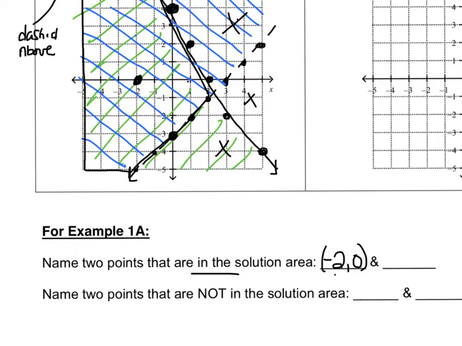Now I'll pick one that's not in the solution area. It doesn't matter if I pick one in the blue, the clear, or the green. As long as it's not in that overlapping part, I'm good. So how about, I don't know, right here. 4 over 1 down. So 4, -1. Now you pick another point that is not in the solution area.